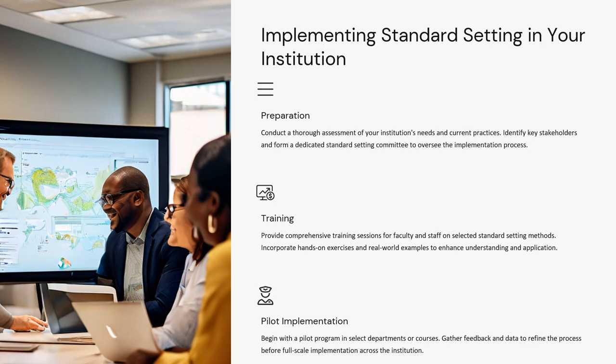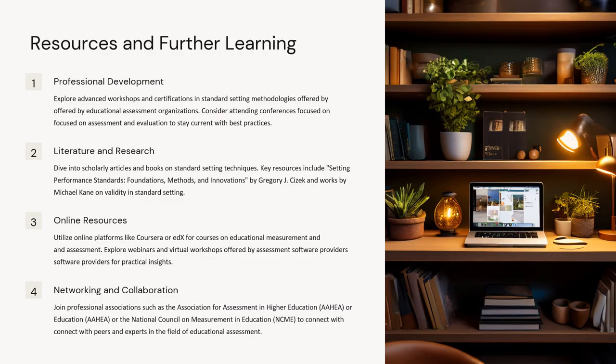So for implementation of standard setting in an institution, you require preparation of faculty members to ensure they're trained, and the training must be provided, and they can then start off with a pilot implementation. It is resource intensive, requires time and effort. So there are various papers and references that are available. I'm happy to share with them about standard setting and validating and psychometric validation.